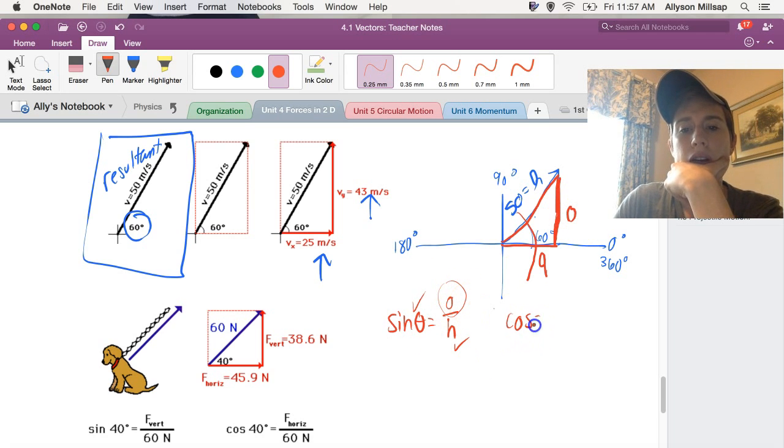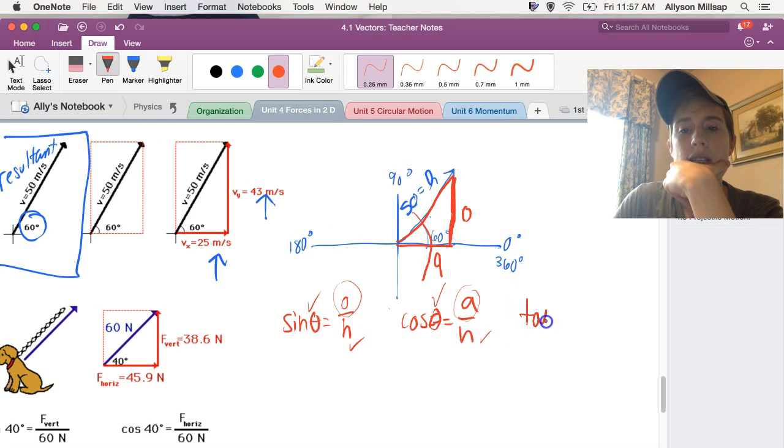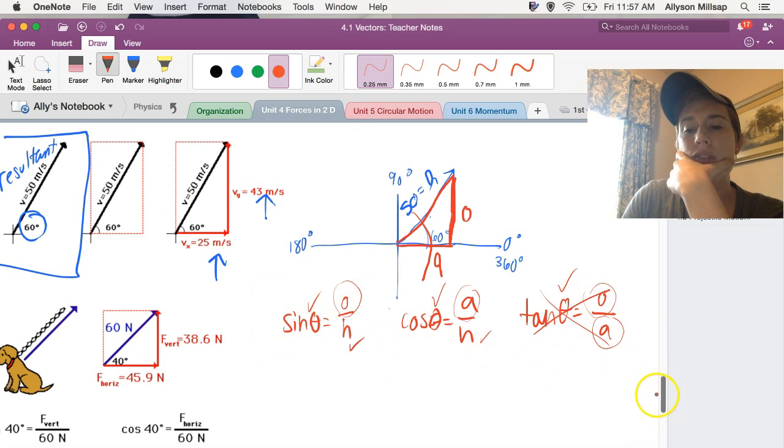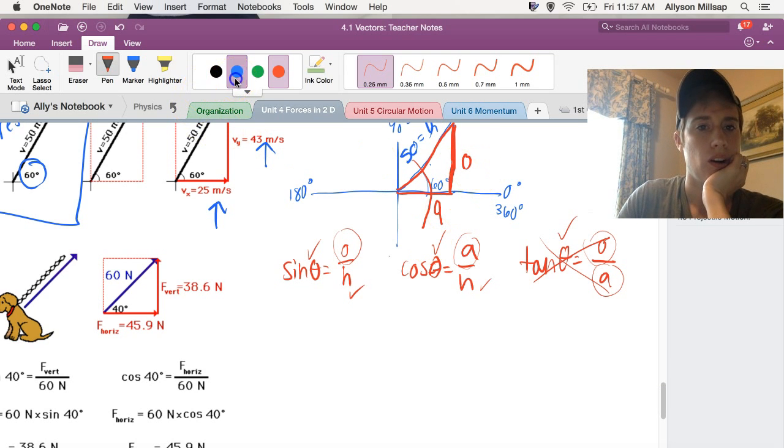Let's try cosine. Cosine is my adjacent over my hypotenuse. I could also do that too because I have my angle, I have my hypotenuse, I could find my adjacent. The only one that's not going to be very helpful is tangent. Tangent is not helpful when we're going backwards because guess what? You have your angle, but you don't have opposite and you don't have adjacent. So this one's not helpful to us. So let's find our vectors by using these two formulas.